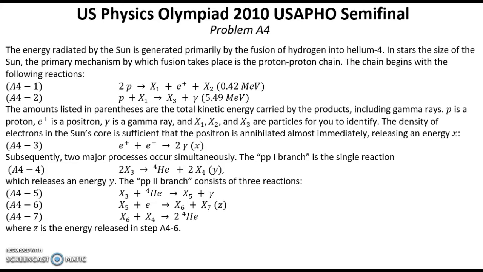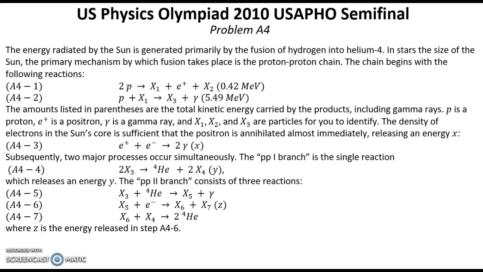In stars the size of the Sun, the primary mechanism by which fusion takes place is the proton-proton chain. The chain begins with the following reactions. First reaction: two protons go into element X1, positron e+, and element X2. The second reaction is proton plus element X1 go into element X3 plus gamma ray.